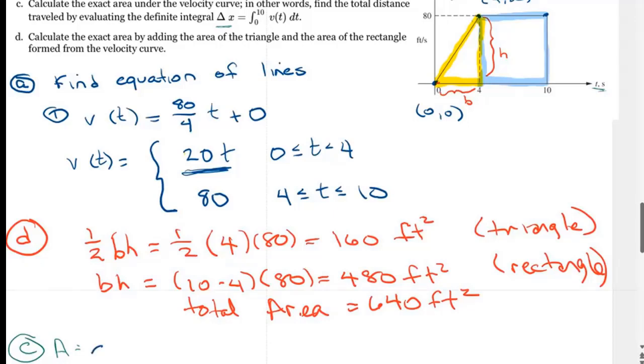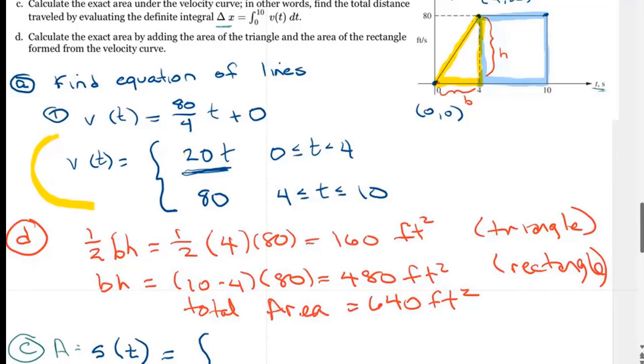We call position S of t, we call velocity v of t, and acceleration a of t. So position is the same as the area under the curve, which is going to be equal to the integral from 0 to 10 of v of t. But as you can see from right here, I have two different functions. So I'm going to break them up into two different pieces.